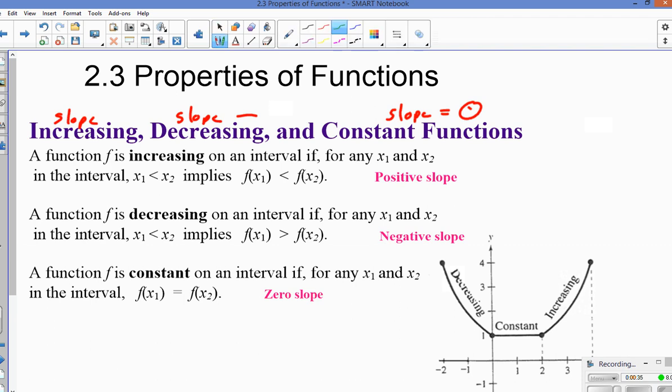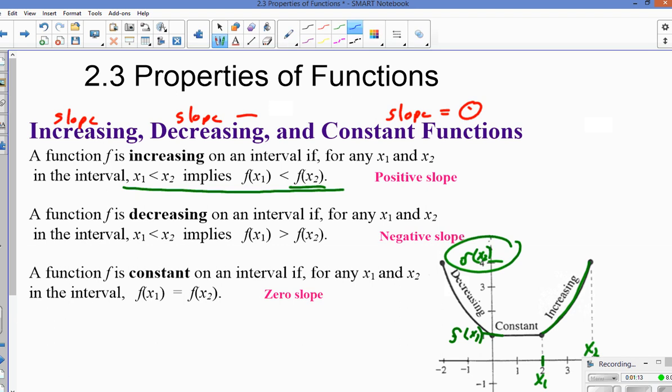If we're talking about increasing graphs, we can call this x value here x1, which is less than this x value down here, which is x2. This y value here is going to be f of x1, and this y value is going to be f of x2. So when this is an increasing graph, our x1 is less than x2, and f of x1 is less than f of x2. That is an increasing graph.